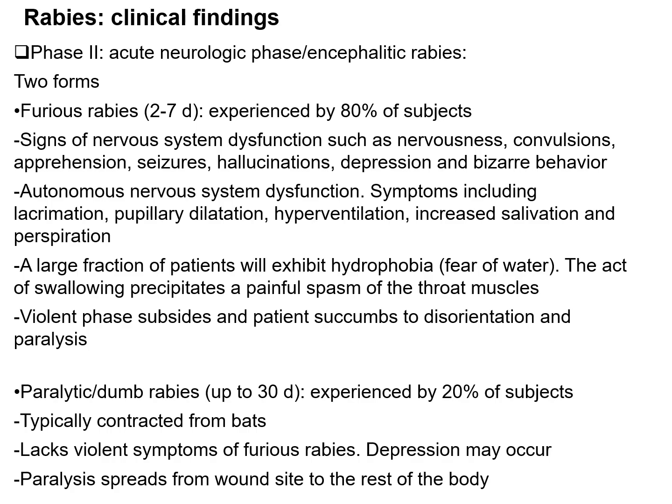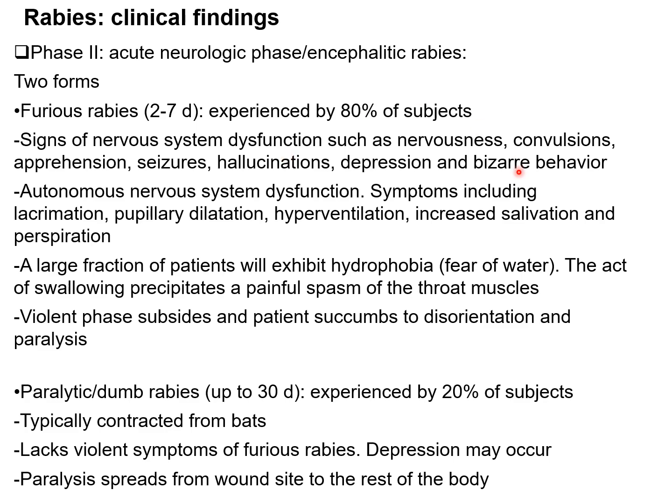Here we have dysfunction of the nervous system. Replication of the virus does not really cause destruction of nerves. What's happening is dysfunction of nerves. So you'll see manifestations such as nervousness, convulsions, apprehension, seizures, and various types of neurological manifestations that would also include bizarre behavior as well.